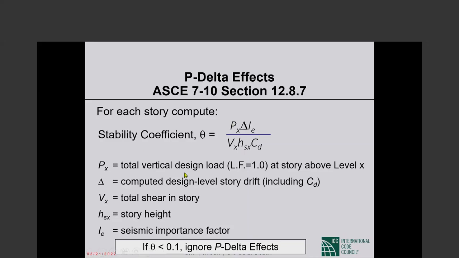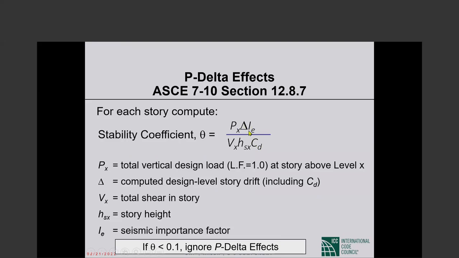Okay, total vertical design load, load factor of 1, at story above level x. Delta, you know, is the computed design level story drift, including C sub D. In P delta calculations, we have historically taken elastic drift, not the drift including C sub D. So we take the C sub D out, we divide by C sub D.